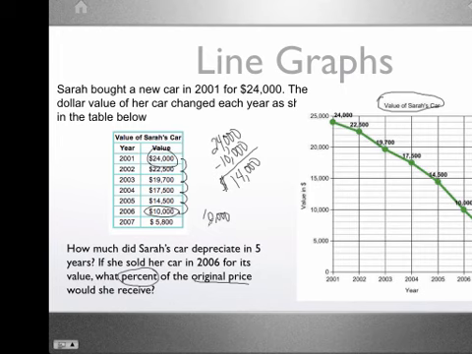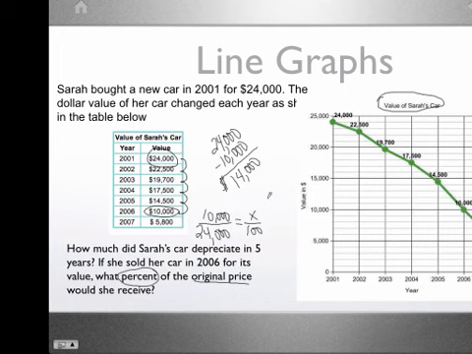So the question really says 10,000 is, so we put it on top, what percent, remember percent over 100, of the original price, which is $24,000. Okay, cross multiply and you can figure out that answer.